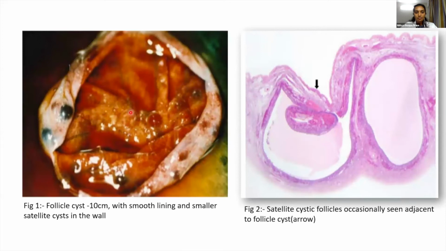So this is the diagram showing follicle cyst of 10 centimeter with smooth lining and small satellite cyst. This is the microscopic picture showing small satellite cyst seen adjacent to the follicle cyst.